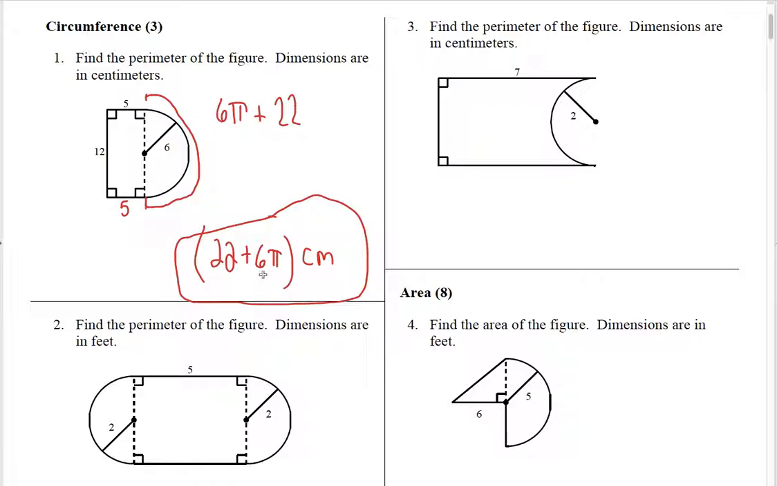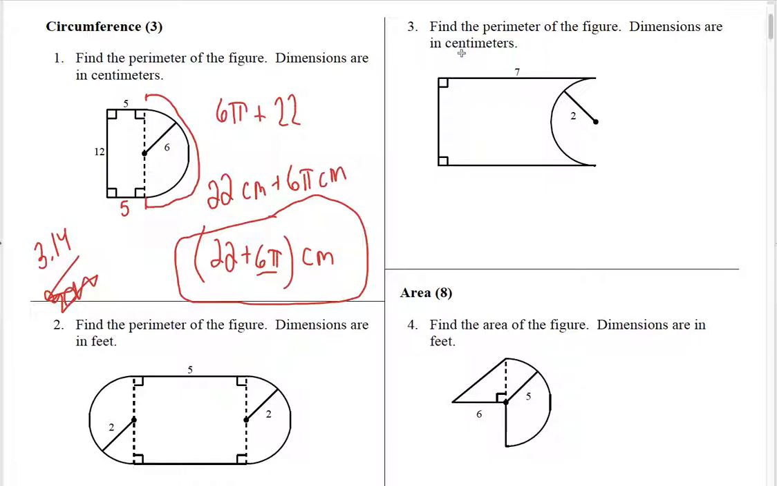We like to keep our answers in terms of pi because it's more exact. Instead of trying to multiply everything by 3.14 and having all this extra work to do, it's better to just keep it in the exact form. The parentheses are important too because they remind us that it's 22 centimeters plus 6 pi centimeters. Otherwise, you would have to write it like this: 22 centimeters plus 6 pi centimeters. That's also correct. But if we just do parentheses and put centimeters after, it makes it a little bit less work for us.